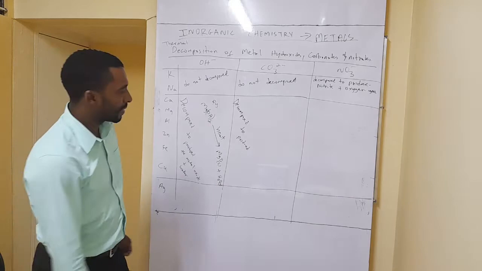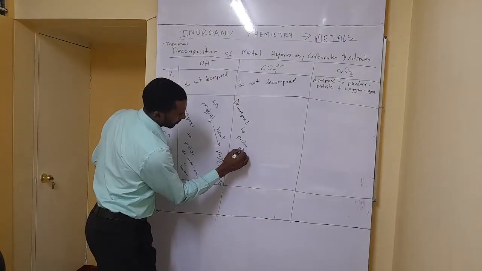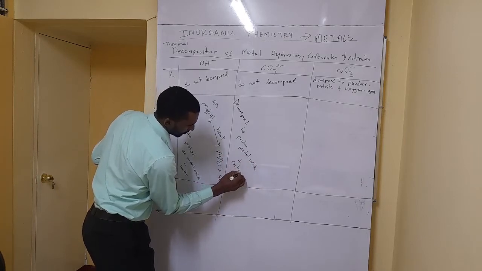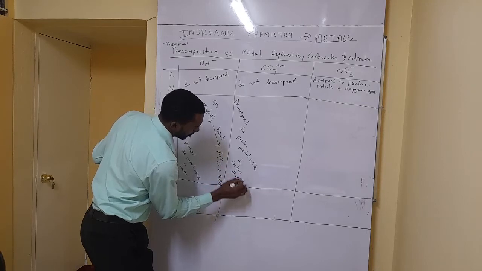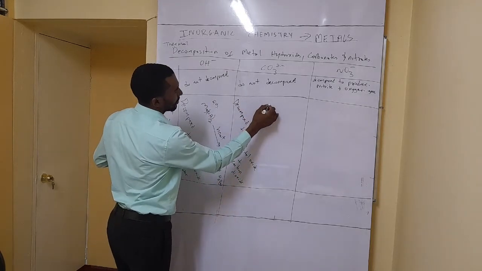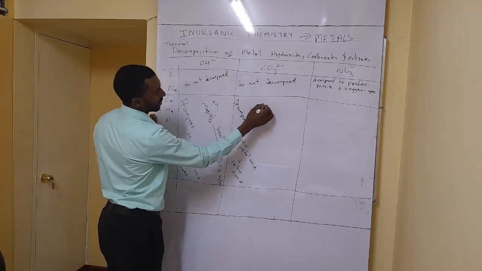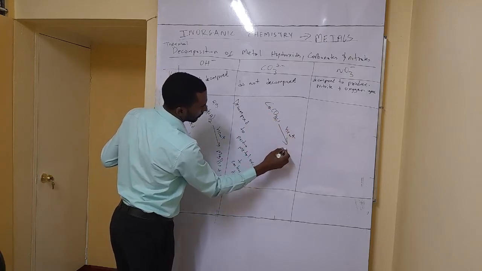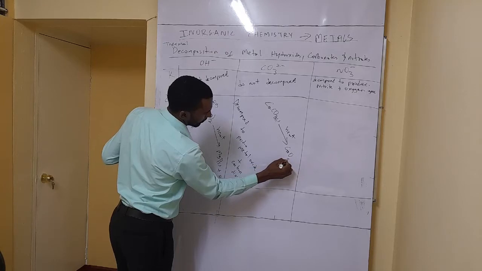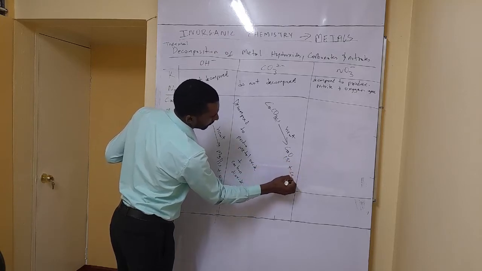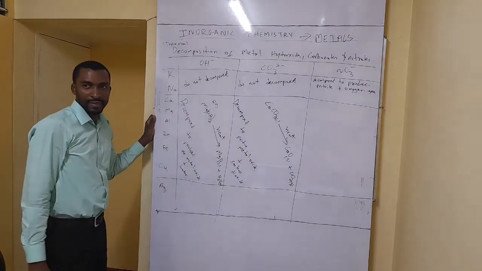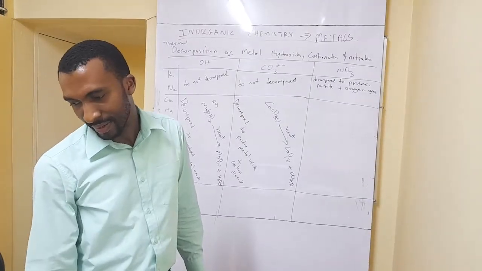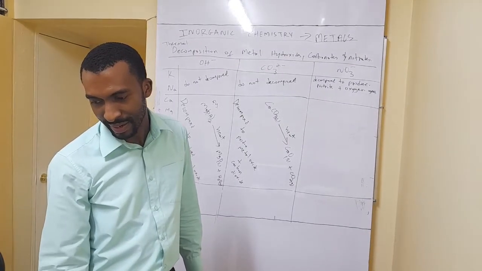to give metal oxide plus carbon dioxide. Example, let's use calcium carbonate, CaCO3 solid. Alright? Good? Well, the nitrate will decompose to produce metal oxide, nitrogen dioxide plus oxygen. Right?